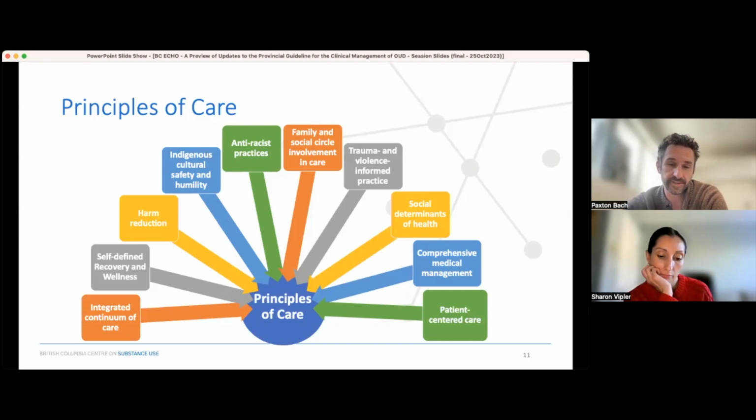All of this is elaborated on in far greater detail in these guidelines than in past versions, and I hope it helps add support for the complexity of this type of care and the importance of focusing beyond just the medications themselves. I won't elaborate on this for time, but it'll all be there, and we're happy to chat about these more in detail during the Q&A. I will turn it over to Dr. Vipler to talk about some of those more clinical changes. Thanks.